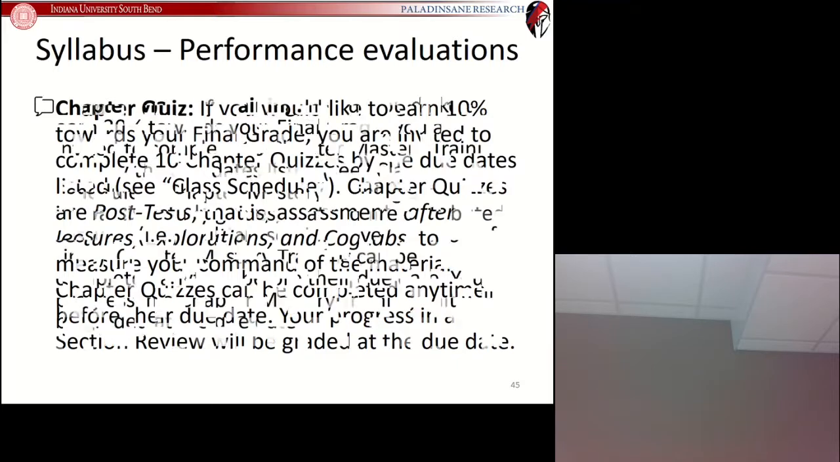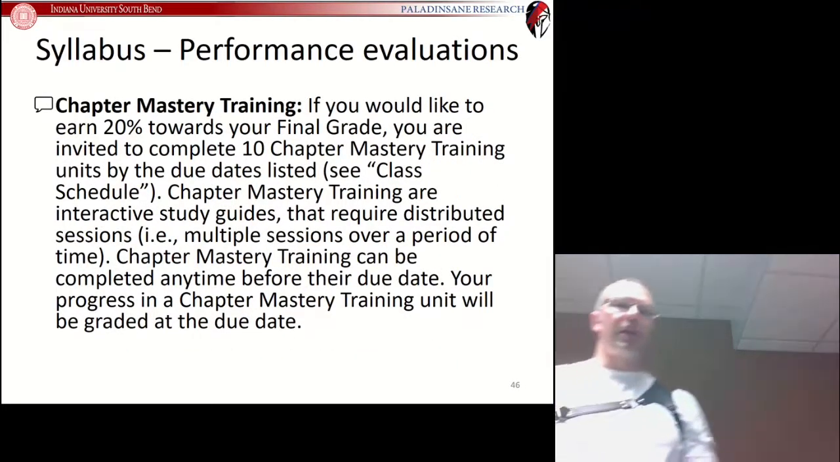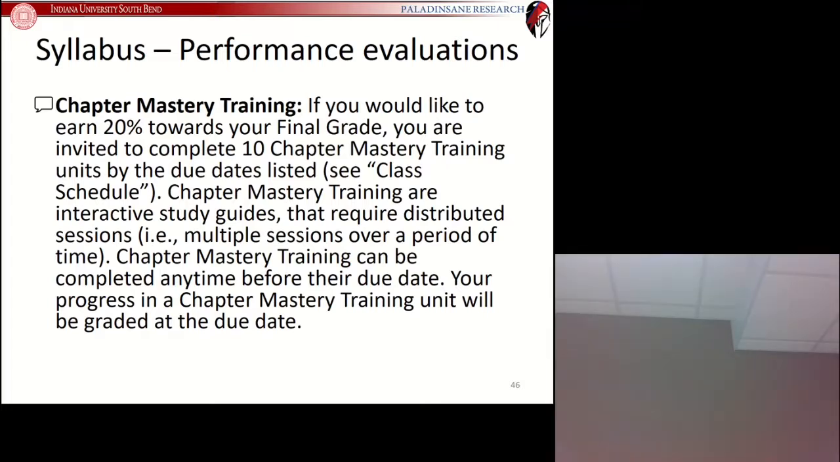All right, one thing that I'm really excited about is this chapter mastery training. This is your opportunity to earn 20% towards your final grades. There's going to be 10 chapter mastery training units. Those are due by the due dates listed. Typically, they're going to be right before the exam for the chapters that are being tested.